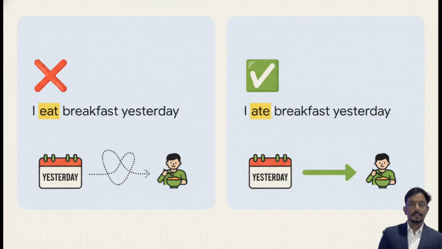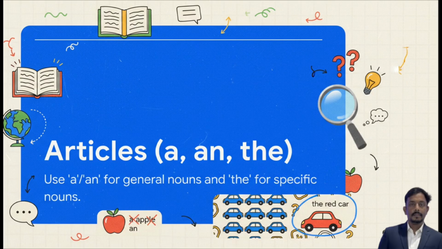And here's a perfect example. See that word, yesterday? That's like a big signpost that says, hey, we are in the past. So our verb eat has to change to its past tense form, which is ate. "I ate breakfast yesterday." Boom, simple, clear, and correct.